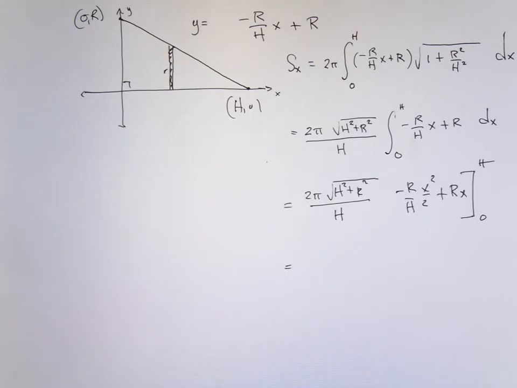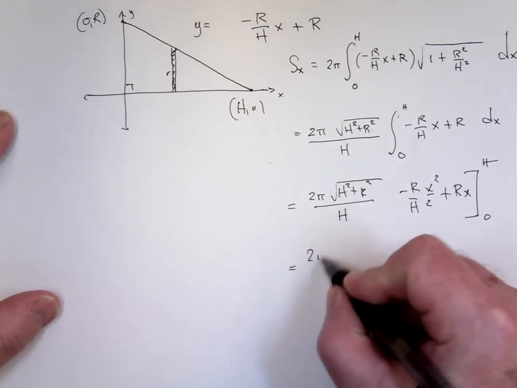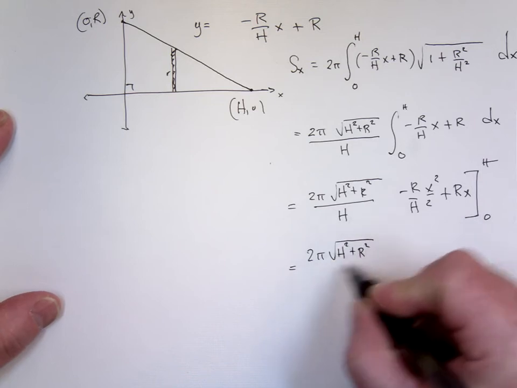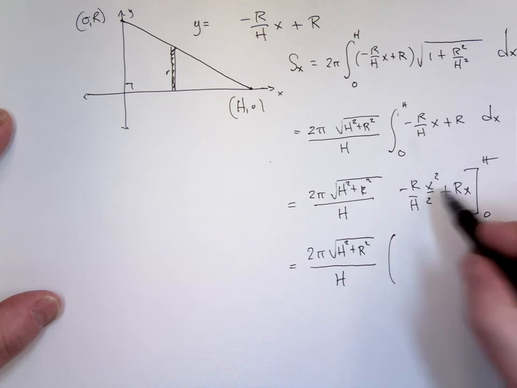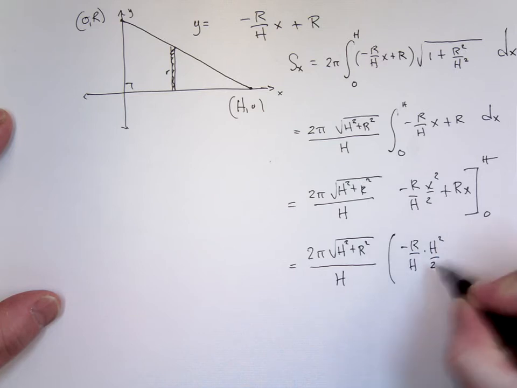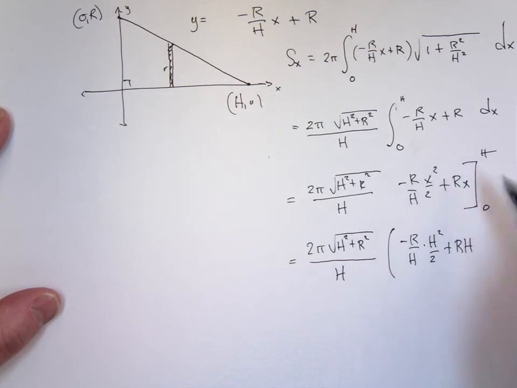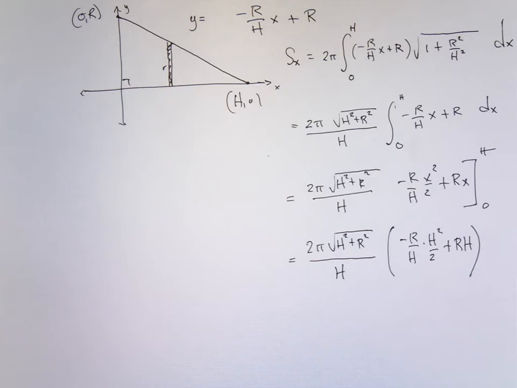Nasty. We get 2 pi square root of h squared plus r squared over h times, let's substitute in h. We get a negative r over h, h squared over 2 plus rh. Substitute in h. Now substitute in zeros to give me 0. Okay? Check it out. How are we doing? Doing okay?